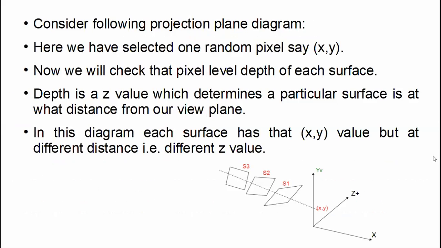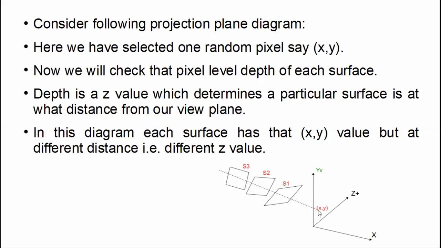Now consider the following projection plane diagram. As I said, this is the image space method. It deals with the projected images, so at pixel level we have to study this algorithm. In this diagram we have three surfaces, say surface S1, surface S2 and surface S3. Consider that here somewhere is the screen, and from that screen I have selected a random pixel, say XY. Now this is projected on the view plane, say the XY plane.